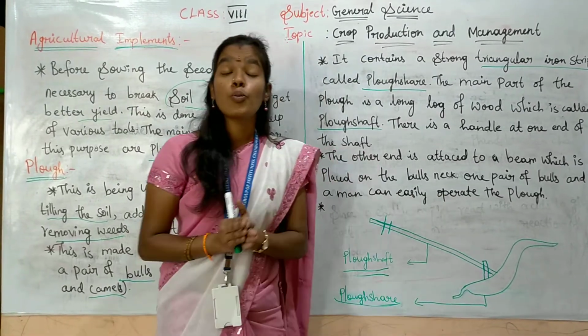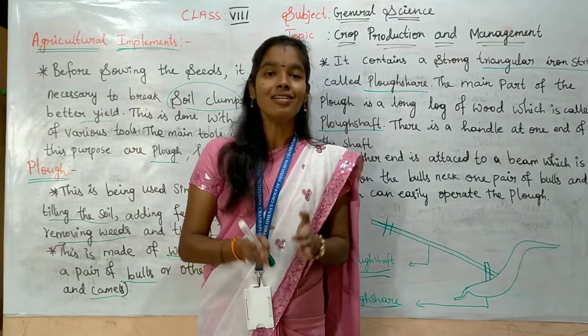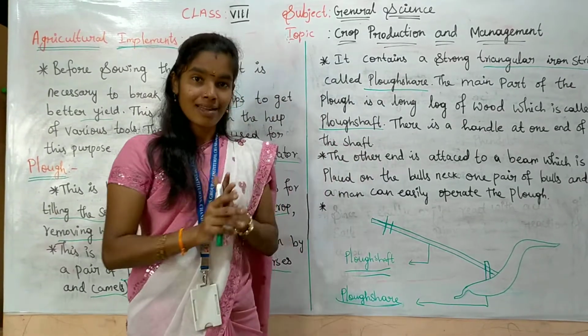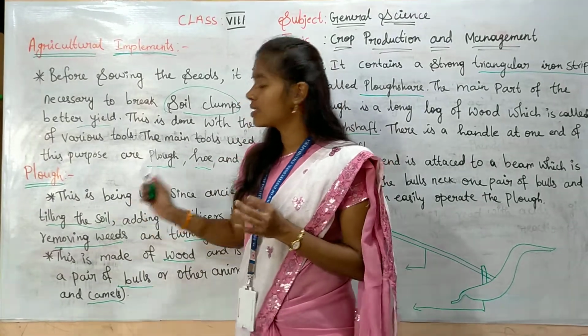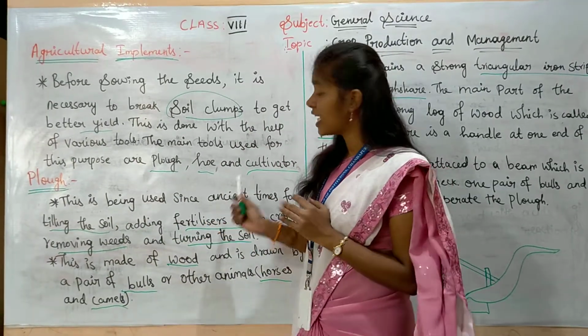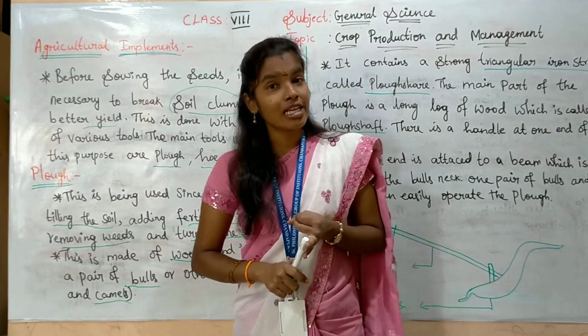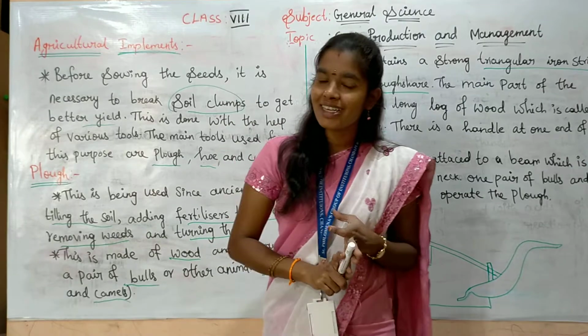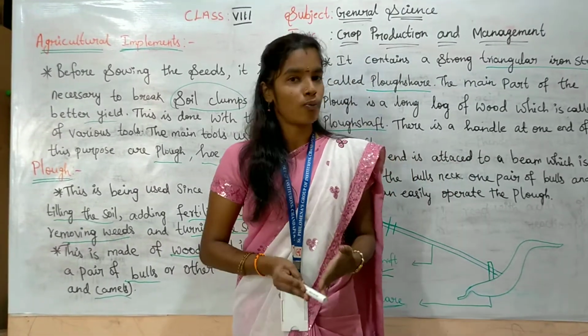So how can we operate the plow? One man is enough and a pair of bulls can operate the plow. Once again, I will repeat. First one is the plow. For what purpose? This has been used since ancient times, for tilling the soil, adding fertilizers to the crop, removing weeds, and turning the soil. These are the purposes we use the plow for.